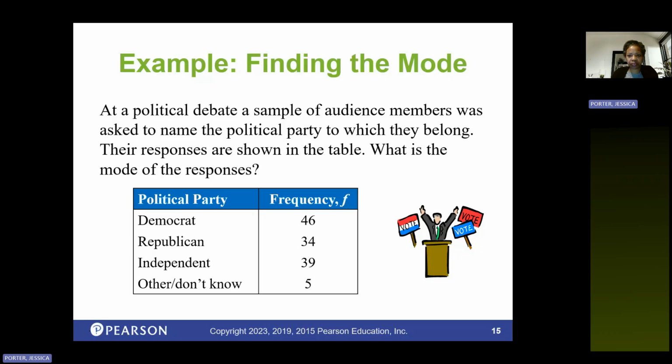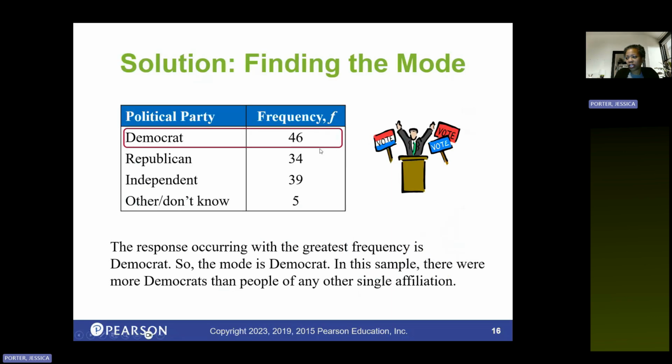What do you think? Remember, the mode is the one that occurs the most. Is it going to be Democrat, Republican, Independent, or other? Democrat. You are correct. You would be right because it has a frequency of 46.